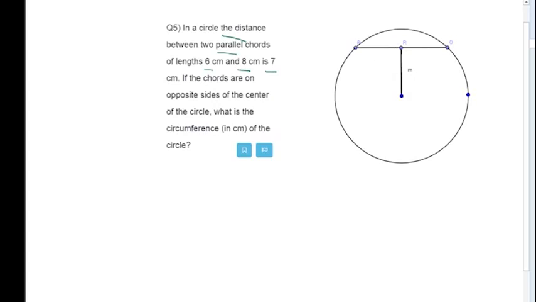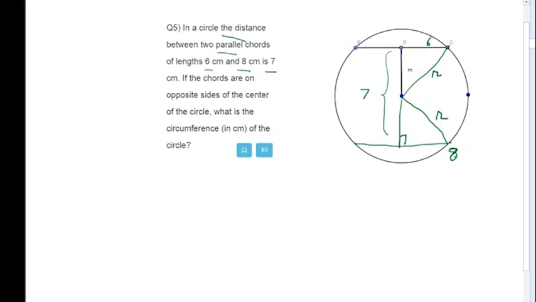So what we have been given is that the chord's length is 6. So let's say this one is there which has length 6. There is another one on the opposite side whose length is 8. There are two chords of 6 cm and 8 cm, and the distance between them is 7. So this total distance is 7, and then we need to find the radius. So how will we do it? You can do it the same way. This will be radius. This will be radius.